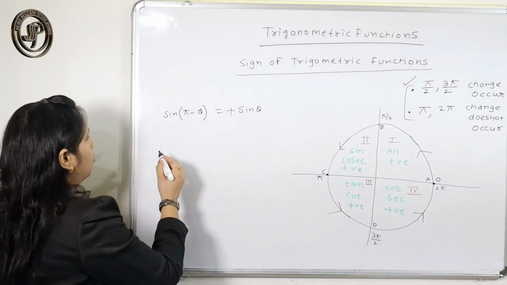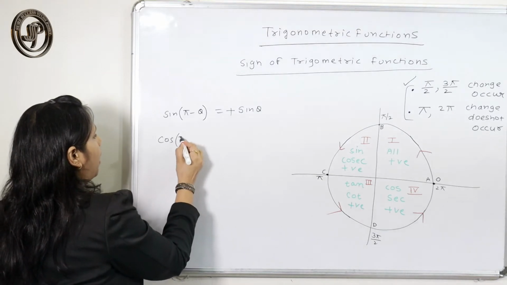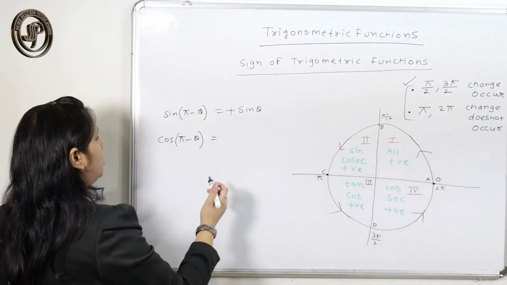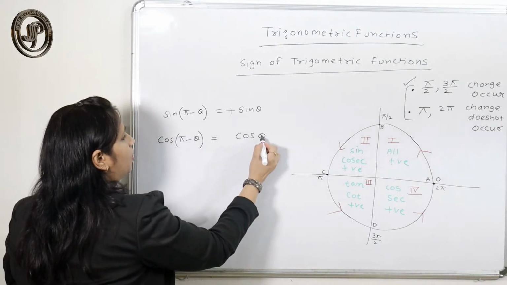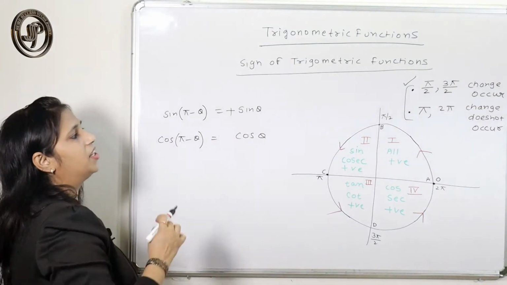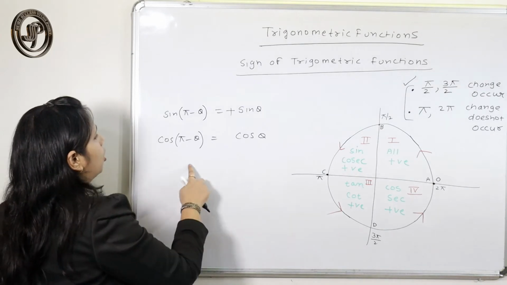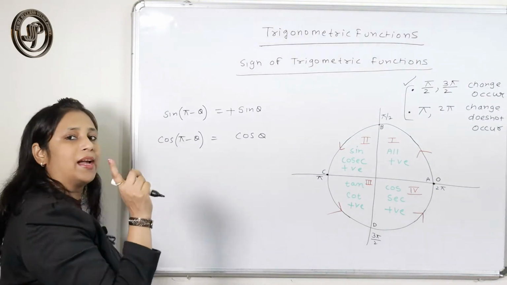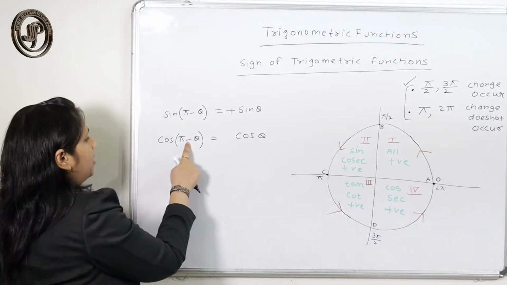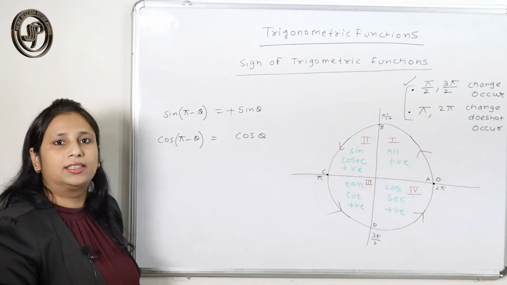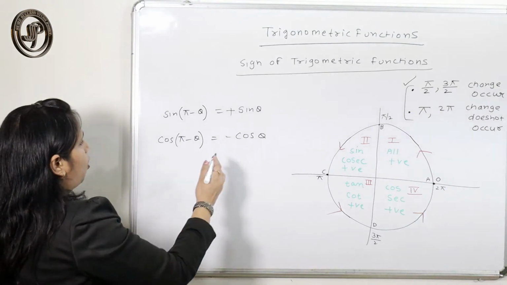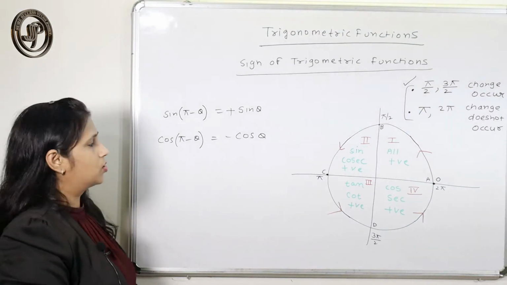Okay, now cos pi minus theta. Cos pi minus theta, because here it is pi, pi change does not occur. Cos remains as cos. Now pi minus theta means second quadrant, and in second quadrant cos is negative. So cos pi minus theta is minus cos theta.